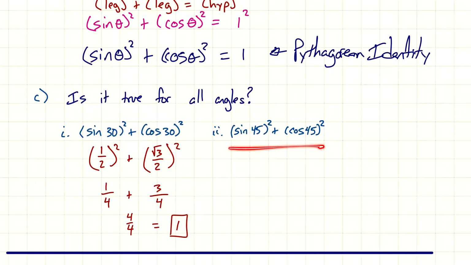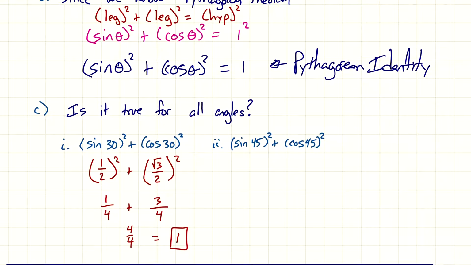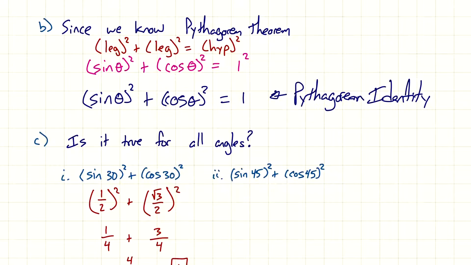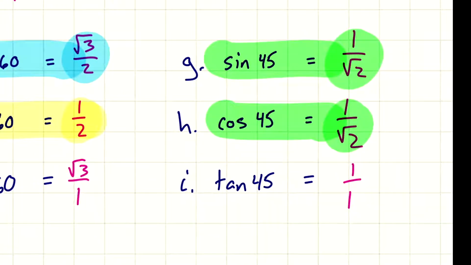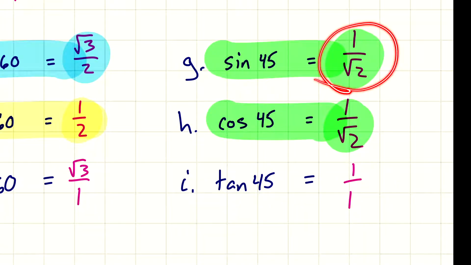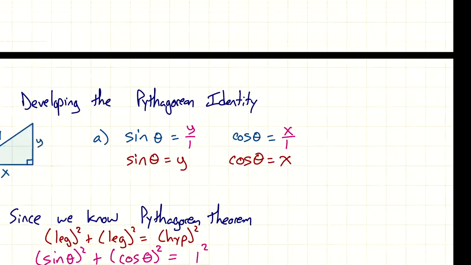All right, so let's try it for 45. Sine of 45 and cosine of 45. Let me look back at my notes and see what those were. This is 1 over square root of 2 and 1 over square root of 2. They're both the same. All right, so let's plug those in.